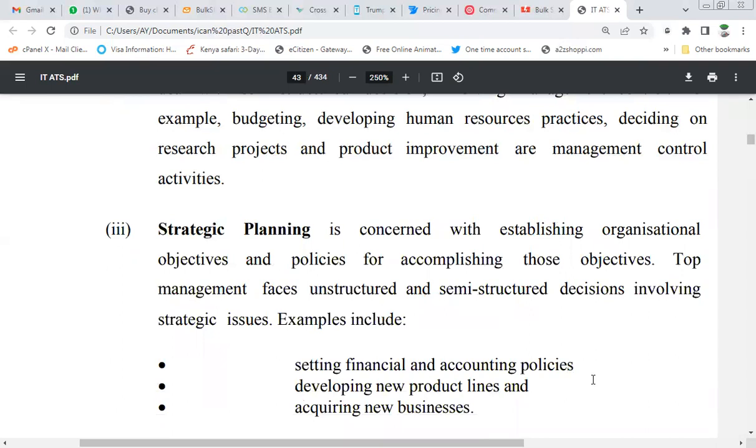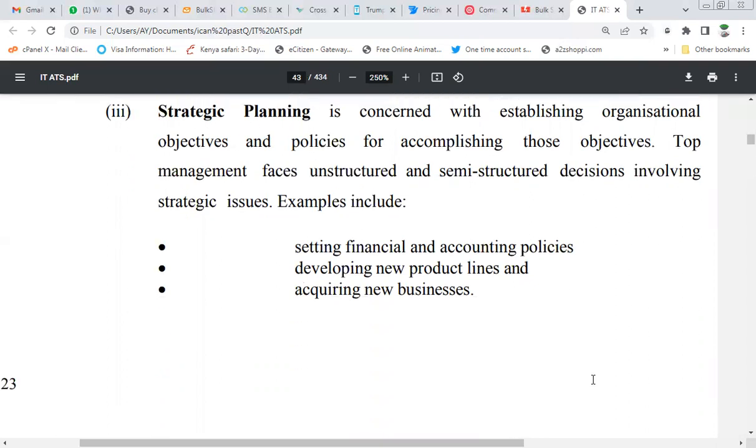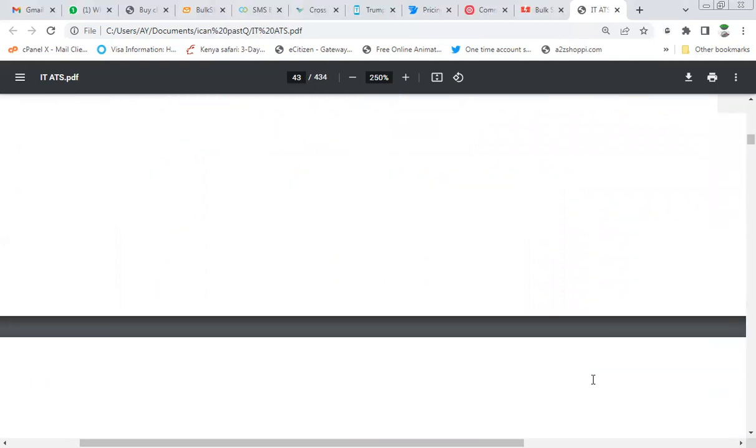Strategic planning is concerned with establishing organizational objectives and policies for accomplishing those objectives. Top management faces unstructured and semi-structured decisions involving strategic issues. Example, setting financial and accounting policy, developing new product line, and acquiring new businesses.